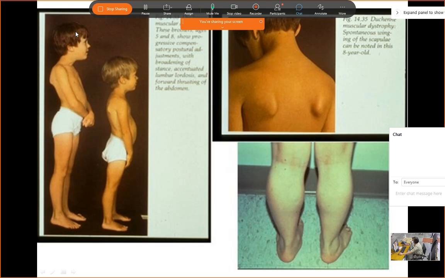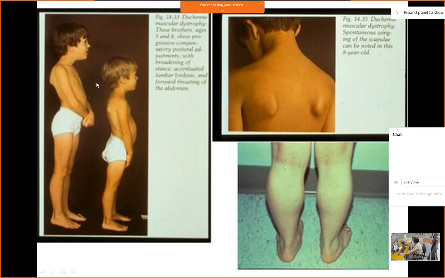So this is a picture showing you two brothers, 5 and 8-year-old boys, and these boys show compensatory postural adjustments. You can see that when they stand, the feet are a little bit apart because they are trying to balance themselves. And then there is accentuated lumbar lordosis. As you can see, as they grow older, this lumbar lordosis is getting accentuated. The abdomen is protruded in front.